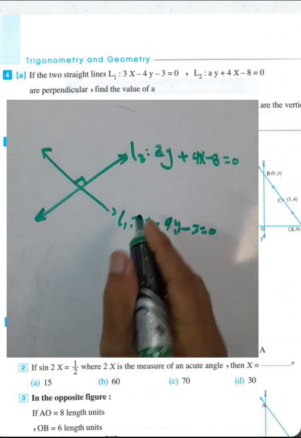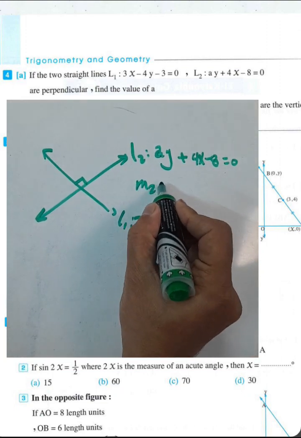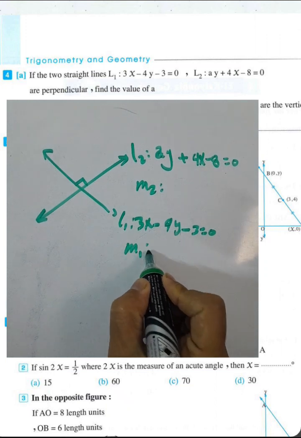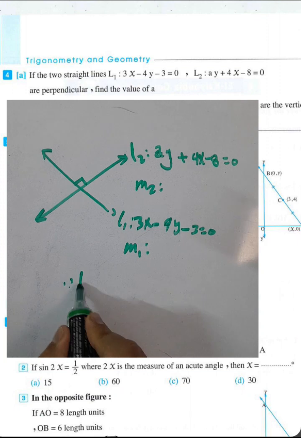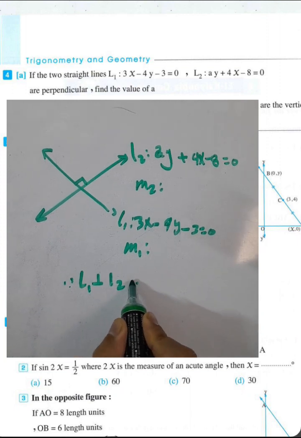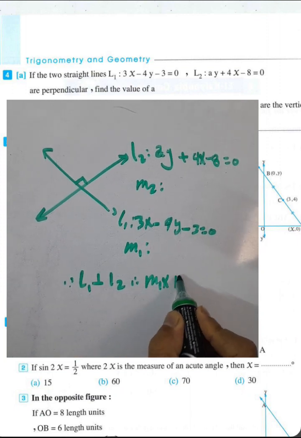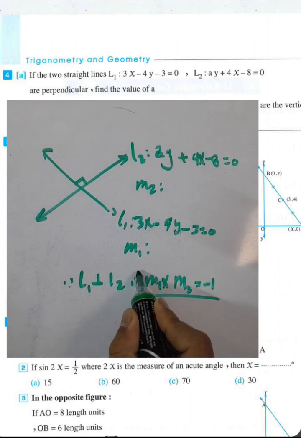Okay, we can find the slope of straight line 2 and the slope of straight line L1, and use the rule that if L1 is perpendicular to L2, then M1 multiplied by M2 will be negative 1. It's the rule for two perpendicular straight lines.